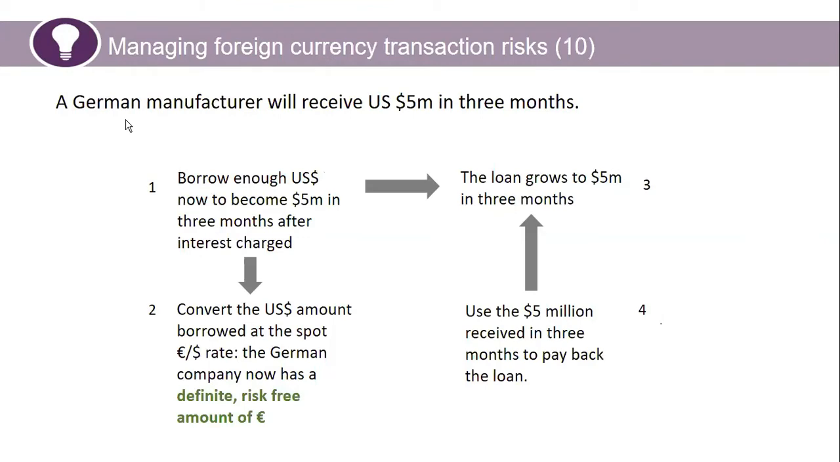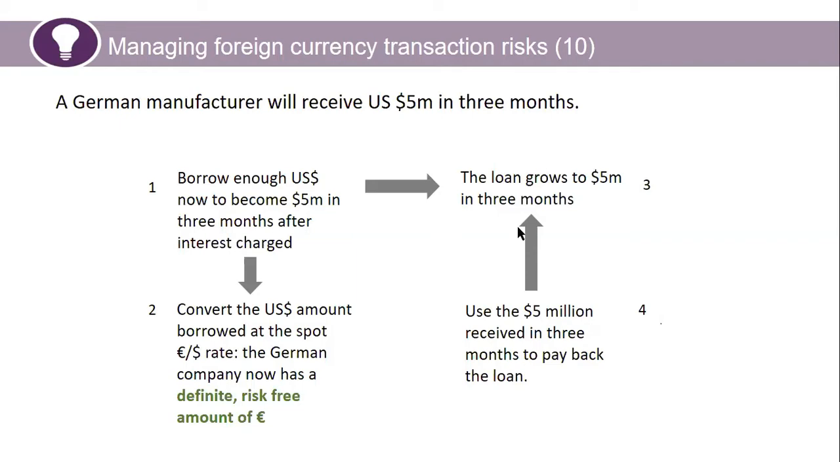Okay, so this is the scenario. Please pay attention. A German manufacturer will receive $5 million in 3 months. Now, you know that it's a German manufacturer. He does not need dollars. He will get dollars, but he has to convert them to the local currency, German marks or euros, whatever they are using. So he is going to get this money in 3 months' time. What he does here is borrow enough USD now to become 5 million in 3 months after interest is charged. The loan grows to 5 million in 3 months, and then he converts the US amount borrowed at the spot rate. The German company now has a definite risk-free amount.